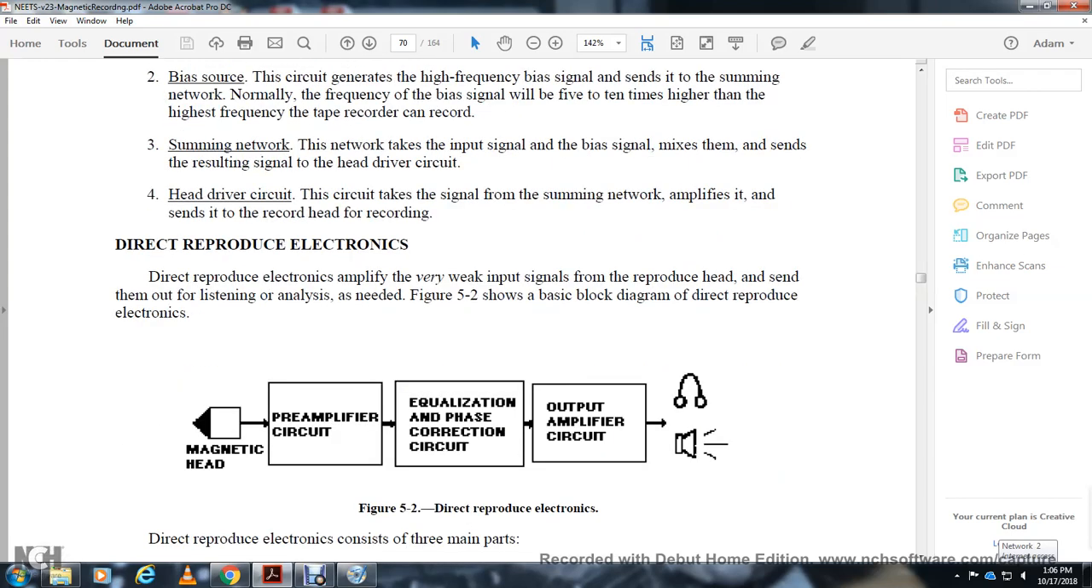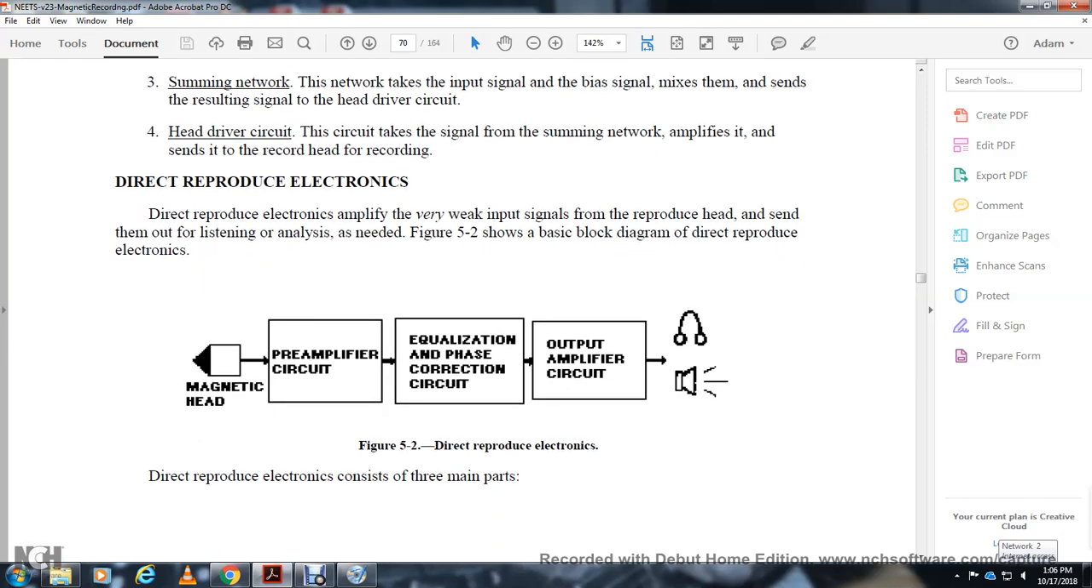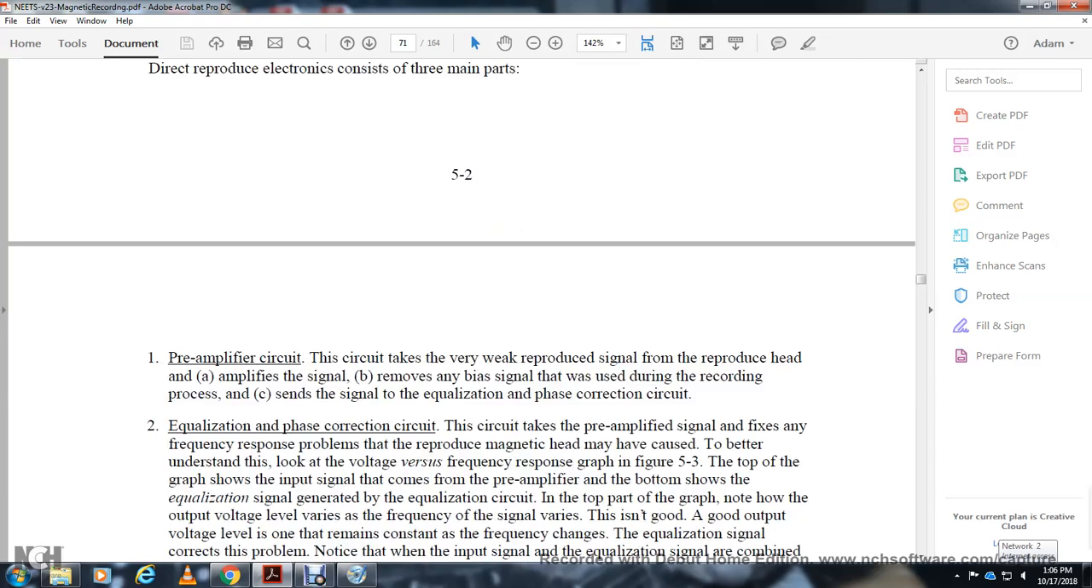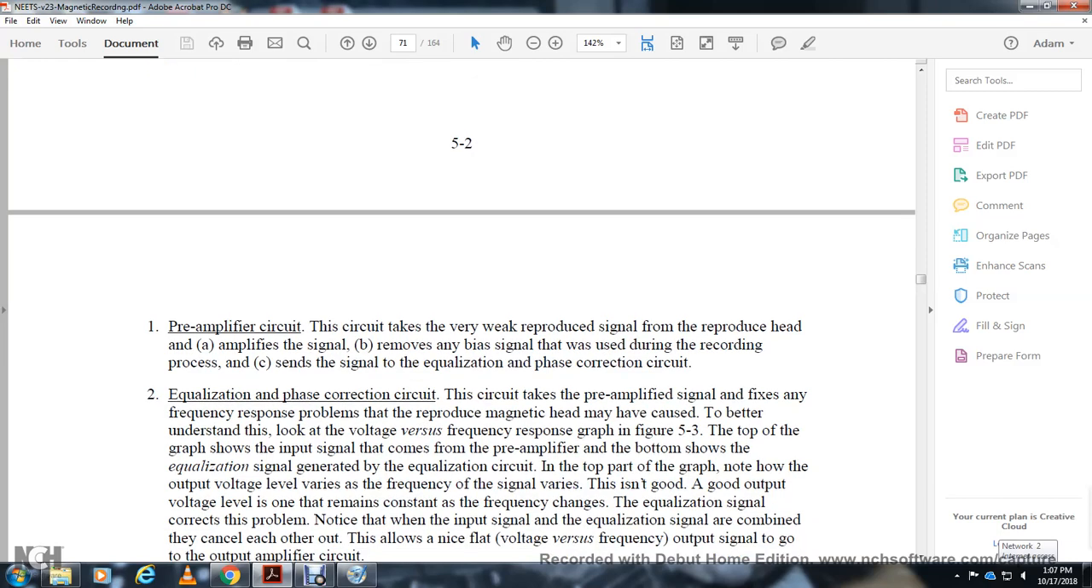Magnetic head, preamplifier circuit, equalizing phase correction circuit, and output amplifier circuit. Direct reproduce electronics have three main parts. The preamplifier circuit takes the very weak reproduce signal from the reproduce head and amplifies the signal, removes the bias signal used during the direct recording process, and sends the signal to the equalizing phase correction circuit. Two, the equalizing phase correction circuit.